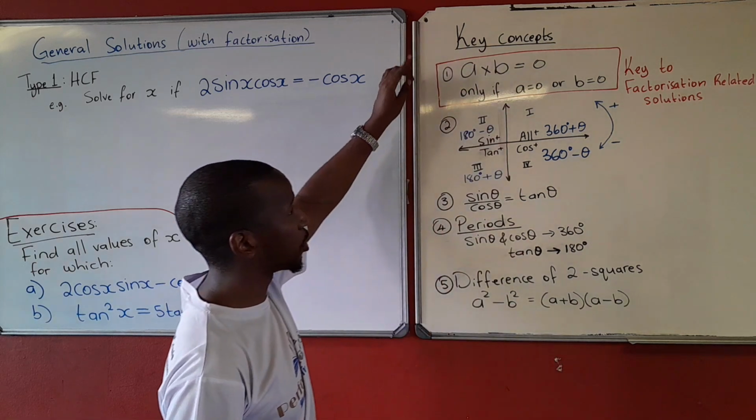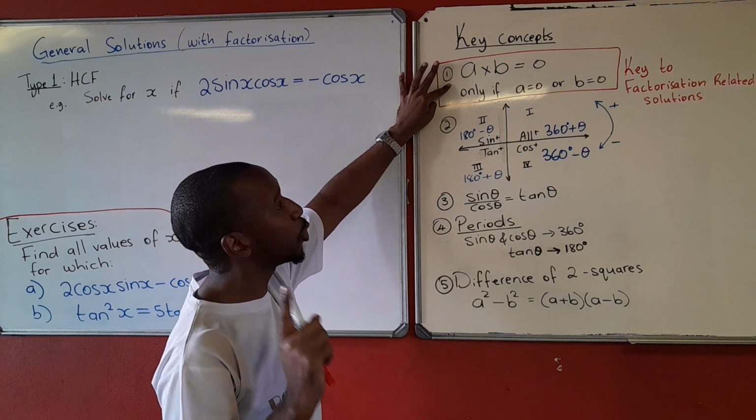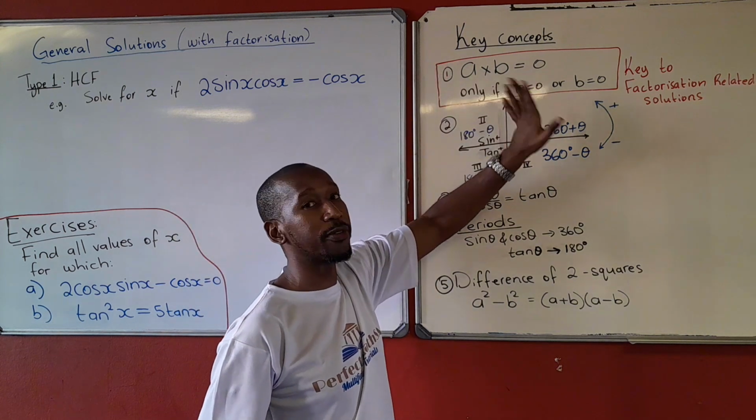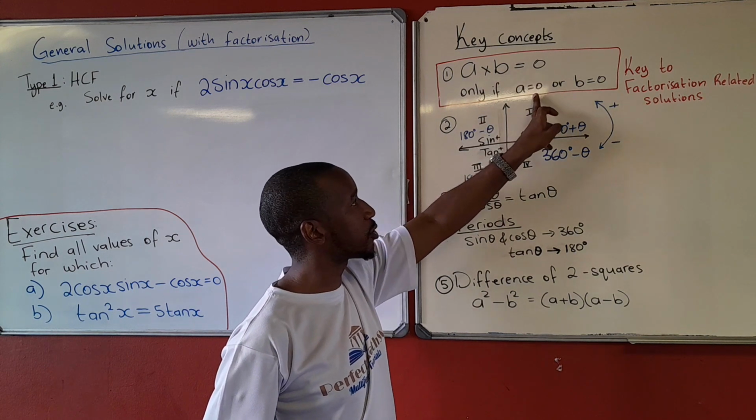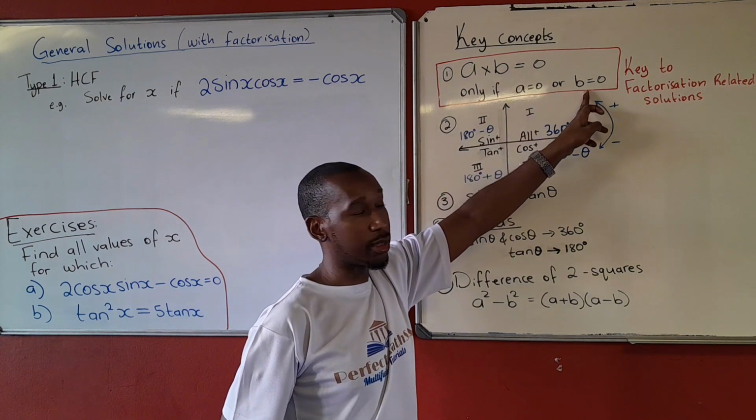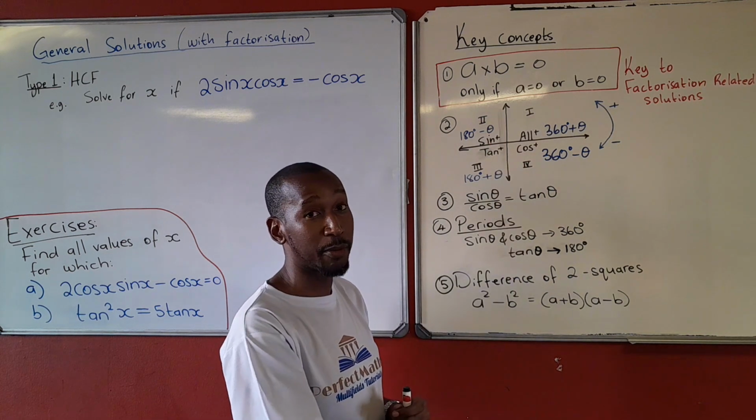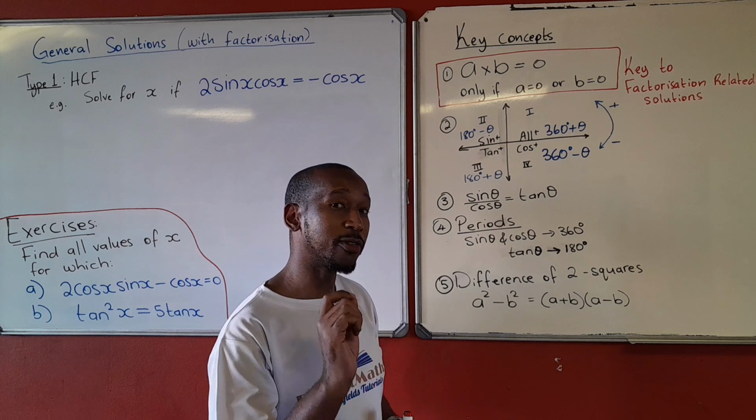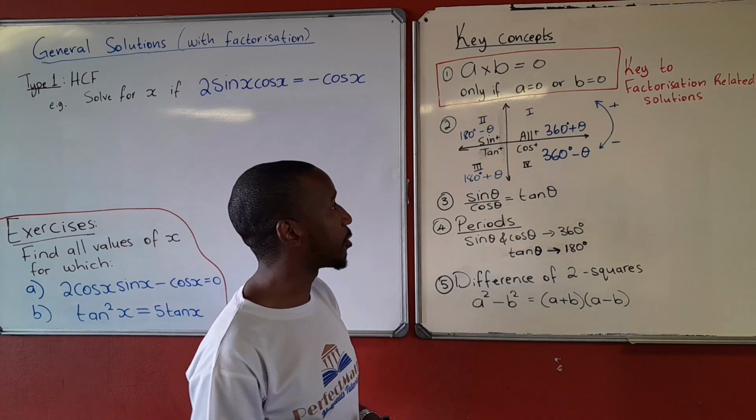You are expected to know that the multiplication of any two numbers or expressions can only give you 0 if one of them is 0. So a times b can only be 0 if a is 0 or b is 0. That one we've had since grade 2, that the only time you get a 0 as an answer from a multiplication is when one of those numbers is exactly 0. So we will carry that forward.